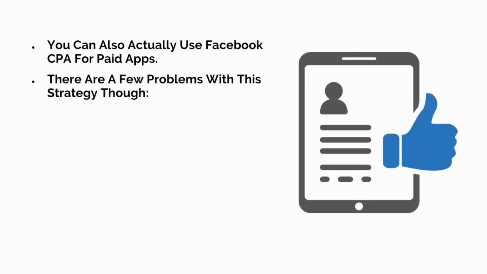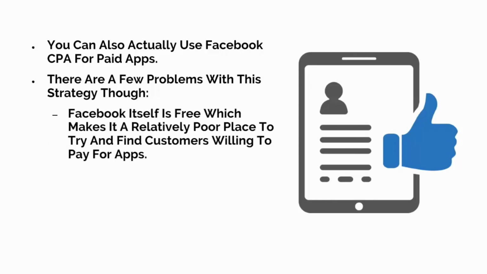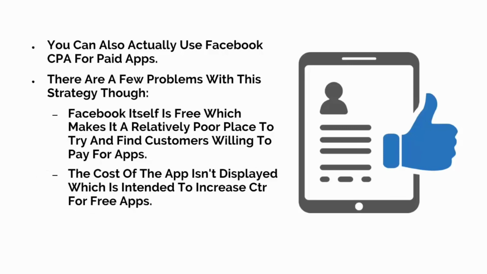And here's an exciting bit of news. You can actually use Facebook's CPA for paid apps. That means, theoretically, you can have a direct profit for every click and essentially pay Facebook on a commission basis. There are a few problems with this strategy though. For starters, Facebook itself is free, which makes it a relatively poor place to try and find customers willing to pay for apps. At the same time, the cost of the app isn't displayed, which is intended to increase the CTR for free apps. And finally, it's a cold sale despite being targeted. Still, it's certainly something worth trying out.